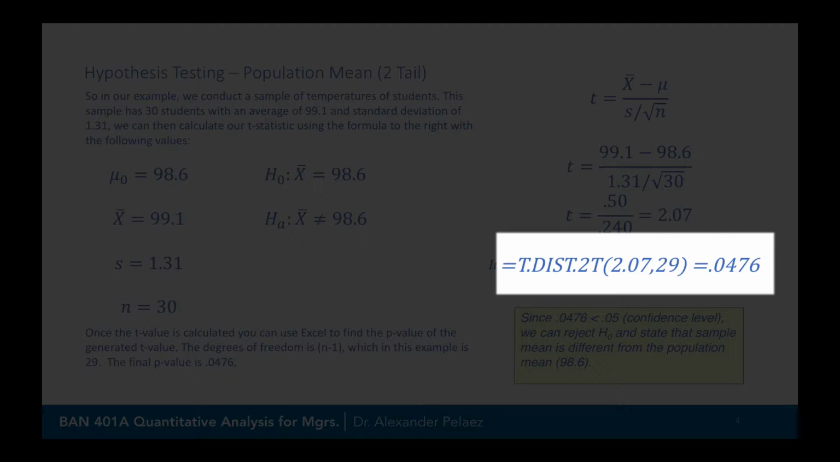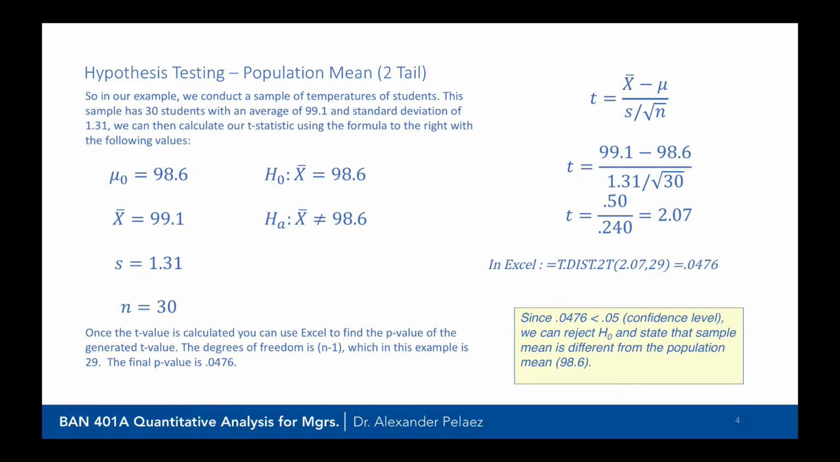So how we test this is this. Since our p-value, which is what it's giving us, is 0.0476, and it's less than our 0.05 significance level, we can reject H0, the null hypothesis, and state that the sample mean is different from the population mean.